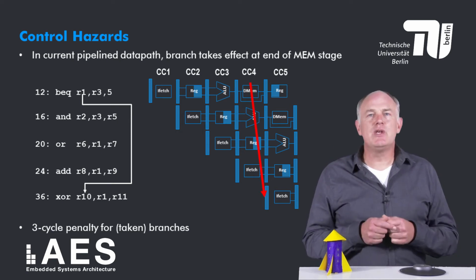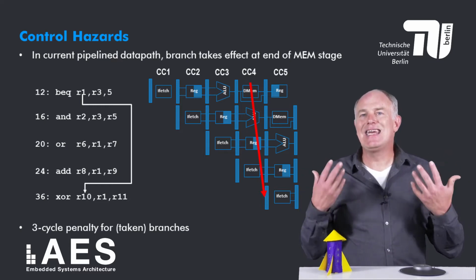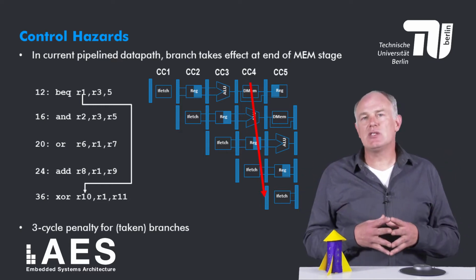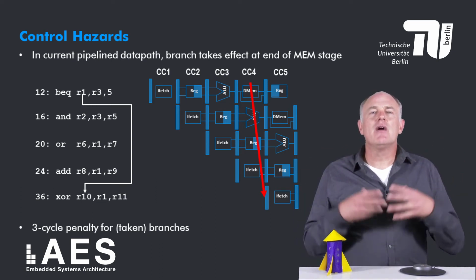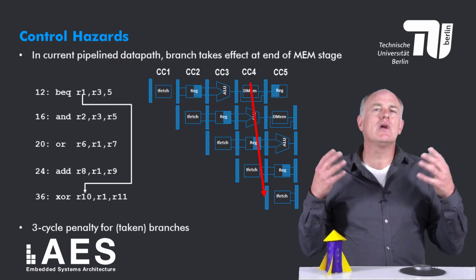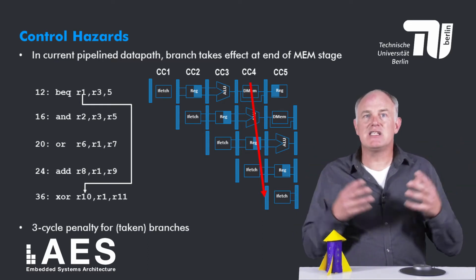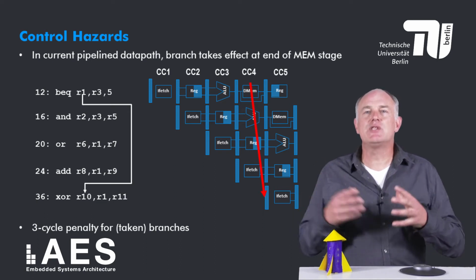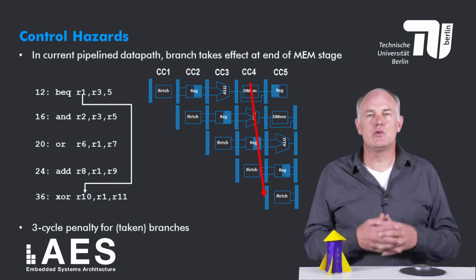The first question we should ask ourselves now is: is this affordable? Is this penalty negligible? This depends on the frequency of branches. A 3-cycle penalty would be terrible, because according to statistics, on average a branch takes place every 5 to 6 instructions. The efficiency of the pipeline will be reduced to a great extent.